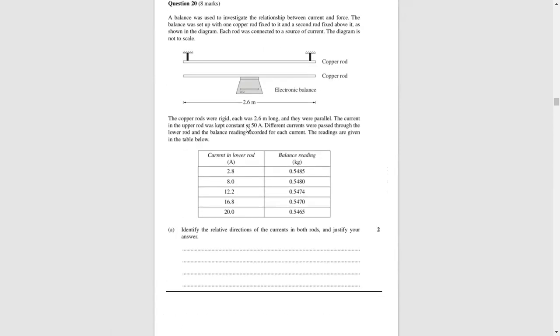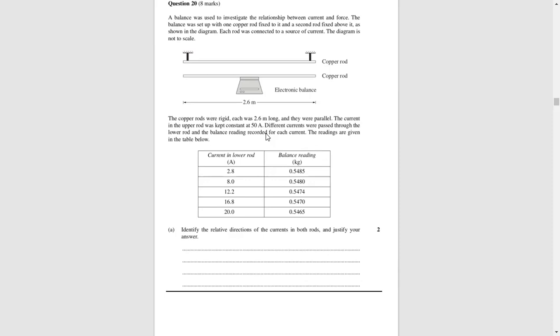Right. So here, the balance was used to investigate the relationship between current and force. The balance was set up with one copper rod fixed to it and a second rod fixed above it, as shown in the diagram. Each rod was connected to a source of current, and the diagram is not shown to scale.